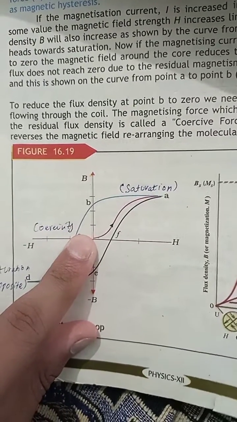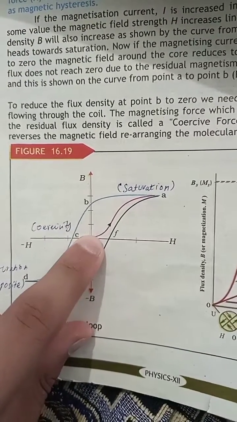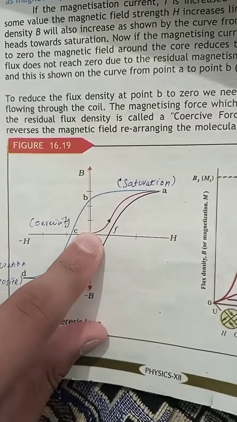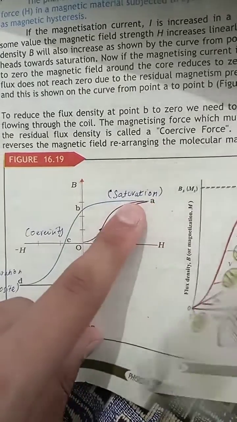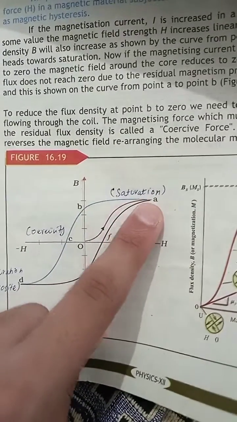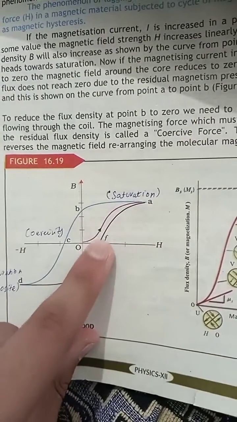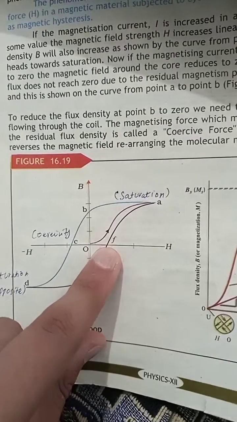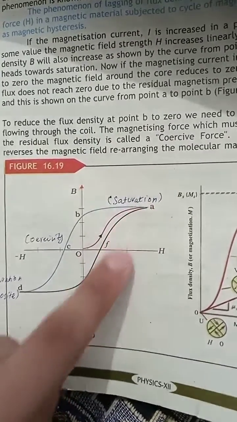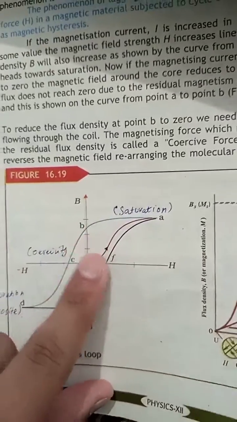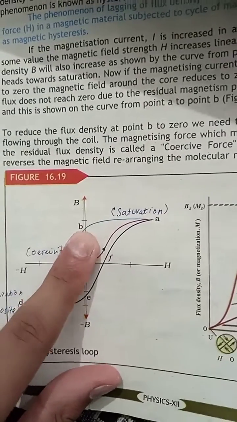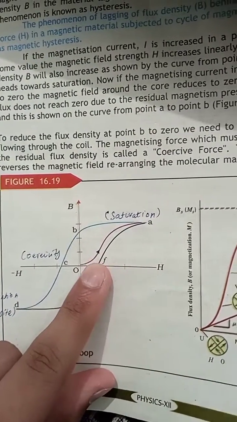When we increase the magnetic field, the magnetic flux density also increases from point O to A, and A is the saturation point. But when we decrease the magnetic field to zero, the magnetic flux density goes to point B, which means it is not going to zero, but H is already zero there.